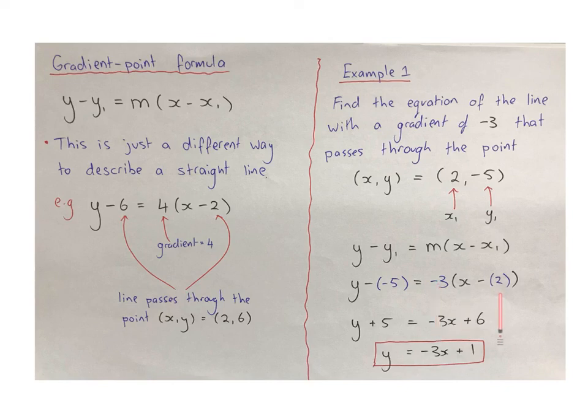Okay, so expand the brackets, we get -3x plus 6. Be careful of your signs here. Y subtract -5 is y plus 5, then subtracting 5 from both sides, and we get the equation y equals -3x plus 1.